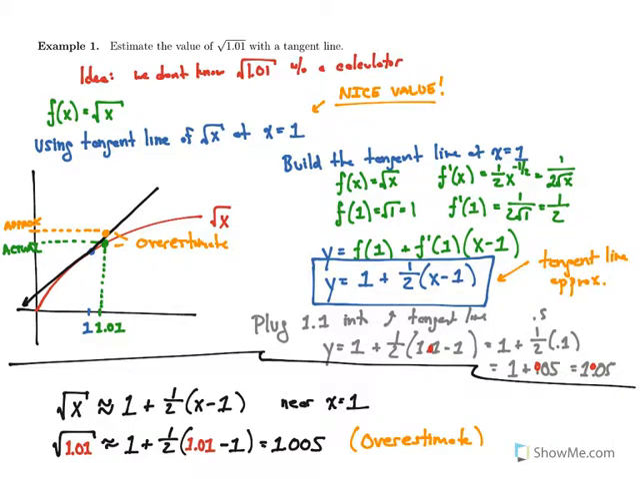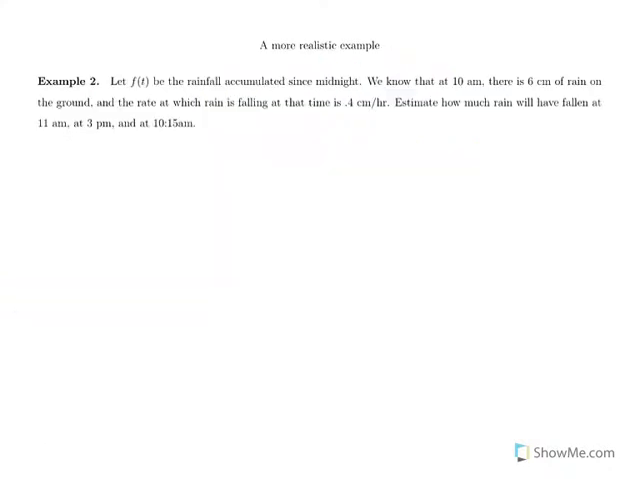So the nice thing about this problem is it really allows us to get to the tangent line, allows us to do some information, but in all actuality, sorry about that, I was saying that this example is not terribly realistic because we can just plug in square root of 1.01 into a calculator. So what might be an example that is more realistic? Let's look at this one right here.